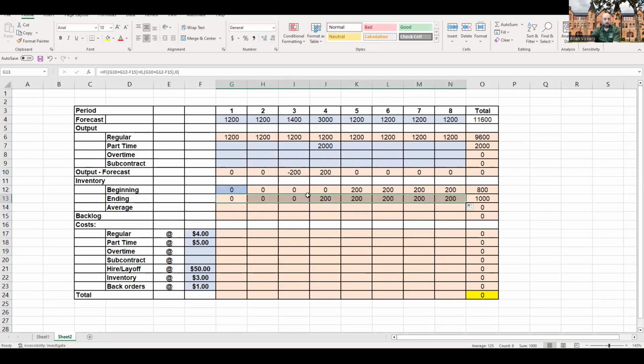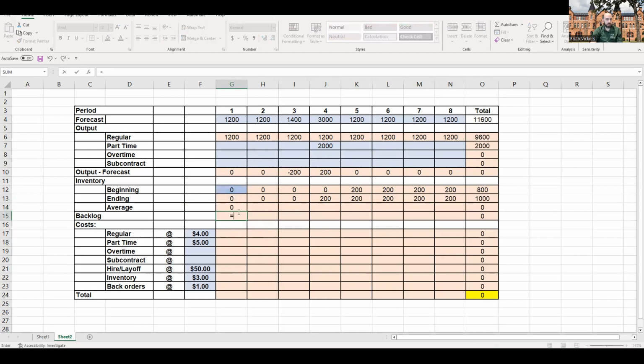And you can see right now, until I fix it, I've got 200 units here too much. But once I factor in my backlog here, that's going to go away. So formula is good. Equals average of this.